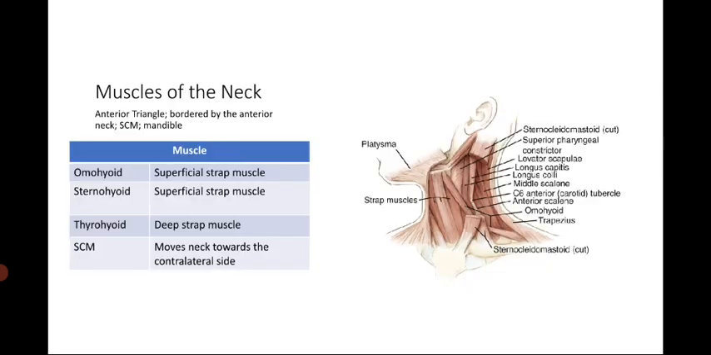Next, we have the muscles of the neck. The important ones would be the following. On the anterior border of the neck, you'd usually see these muscles. They are bordered by the anterior neck, the sternocleidomastoid muscle, and of course the mandible. There are two groups of strap muscles. The superficial ones are the omohyoid and the sternohyoid. The deep strap muscle is the thyrohyoid. And lastly, we also have the sternocleidomastoid muscle, which is important because it moves the neck towards the contralateral side.